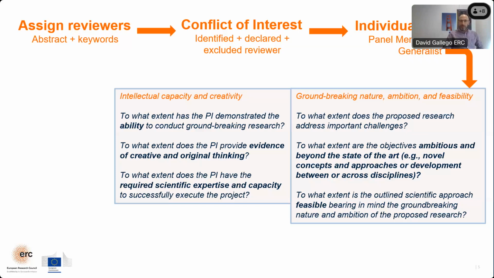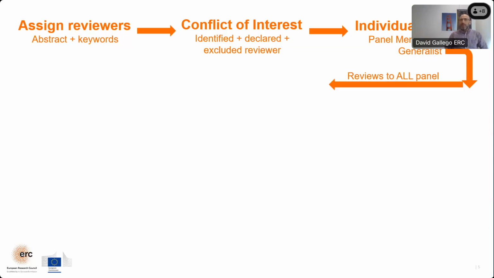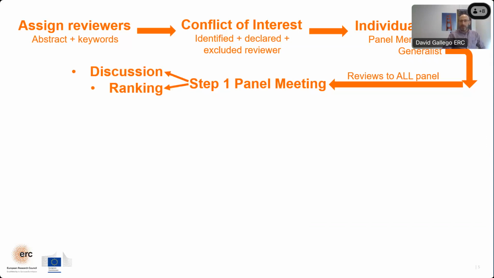So with these simple questions, we have all the individual reviews. We gather all the reviews from panel members, from cross-panel reviews, and we send them to the entire panel, and we ask the whole panel to familiarize themselves with all proposals and with all the reviews. After this homework, we start with the first meeting, the step one panel meeting evaluation. The whole panel gathers, they discuss all the proposals, and they propose a ranking.